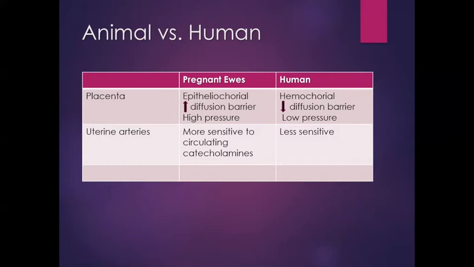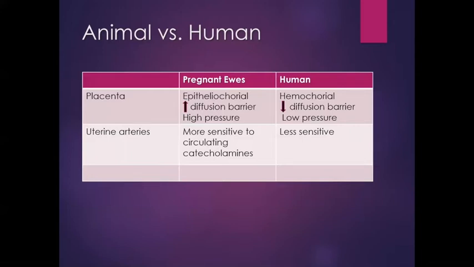In addition, there's denervation of the uterine arteries and an overall reduction in both systemic and uterine responses to the effects of circulating catecholamines. This happens in humans too, but to a lesser extent. This denervation leads to an increase in postsynaptic alpha-adrenergic receptor sensitivity. This makes the uterine arteries of the pregnant ewe relatively more sensitive than the systemic arteries.